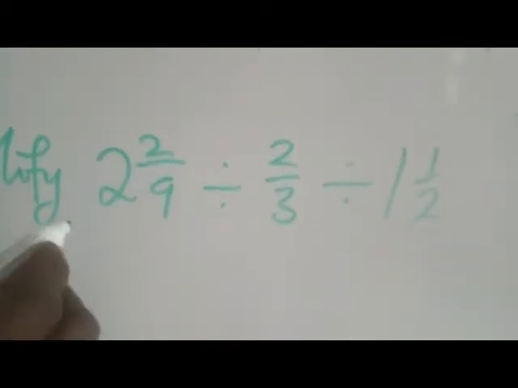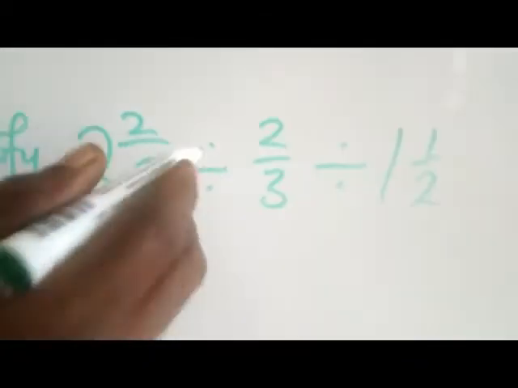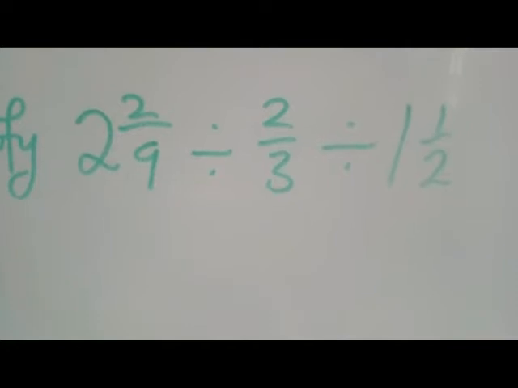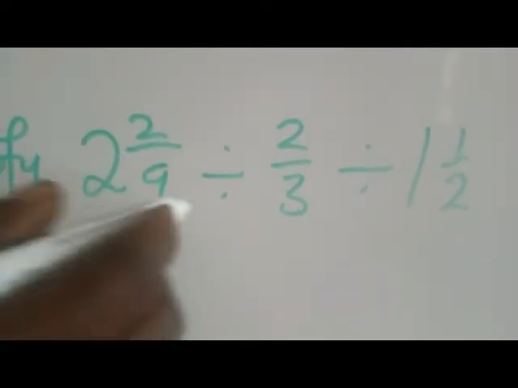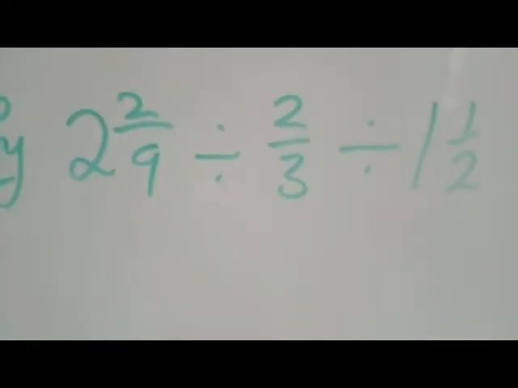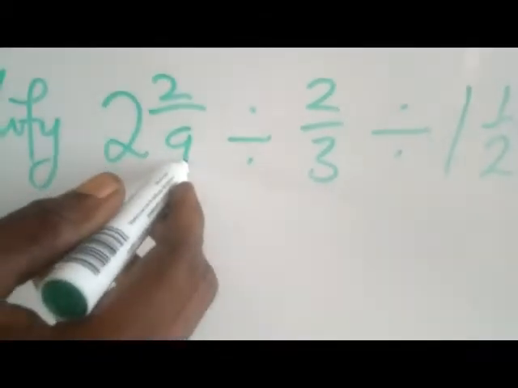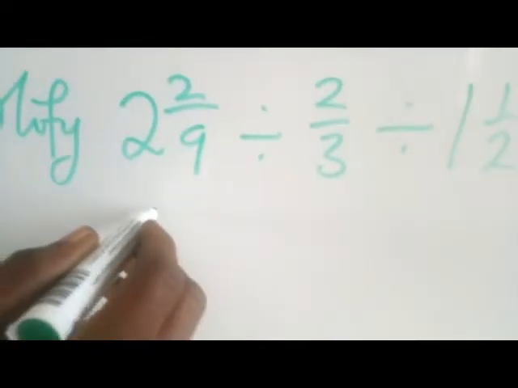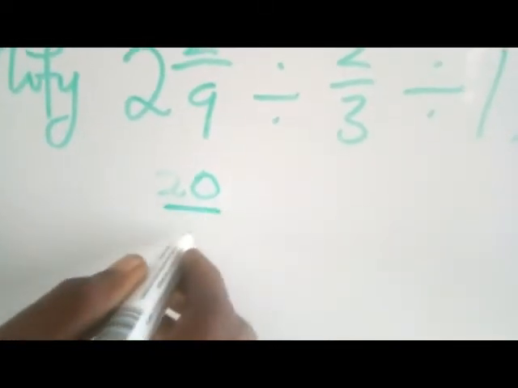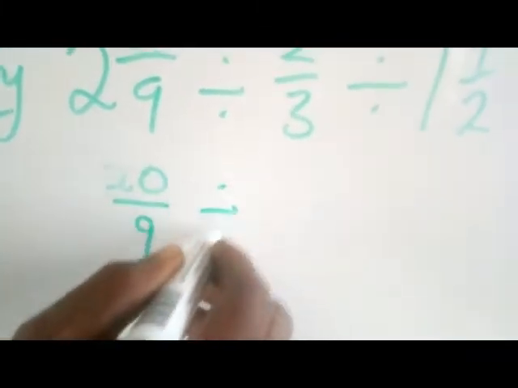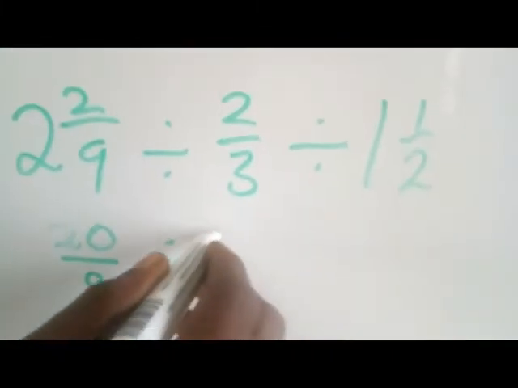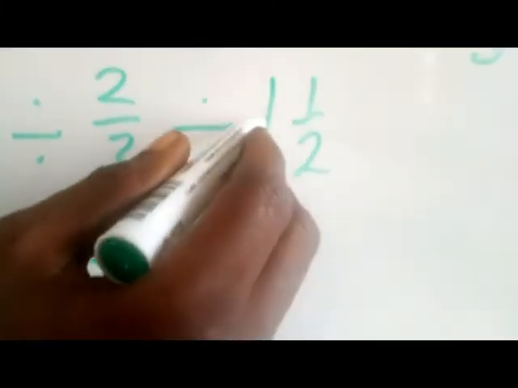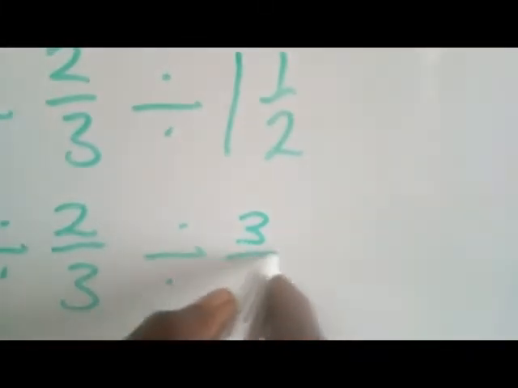So the first thing here we're going to do is to change all these mixed numbers to what? To improper fractions. Then when we finish that, we now change the sign from division to multiplication. So let's do the first step. 9 times 2 is 18. 18 plus 2 is 20, all over 9. Divided by, this one is already in order, so you don't need to change that. Divided by 2 times 1 is 2, plus 1 is 3 over 2.